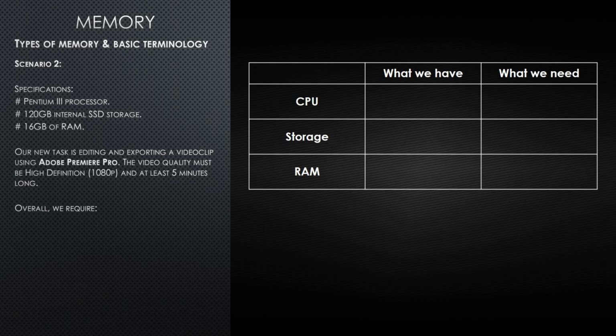Scenario number 2. We have a Pentium 3 processor, 120 gigabytes of internal high-speed SSD storage, and 16 gigabytes of RAM. Our new task is editing and exporting a video clip using Adobe Premiere Pro. The video quality must be again high definition and at least 5 minutes long. Overall, we require an Intel Core 6th generation. Our Pentium 3 processor is an old model and will not be supported on the newest versions of Adobe Premiere, not to mention any modern computer nowadays.